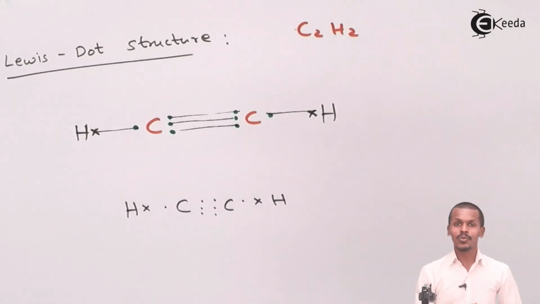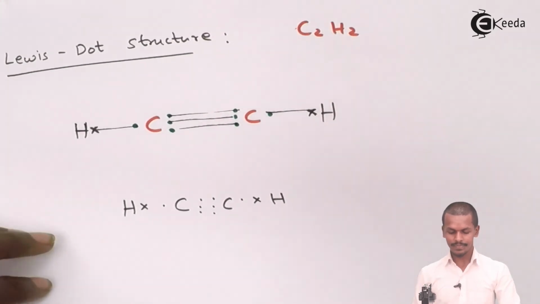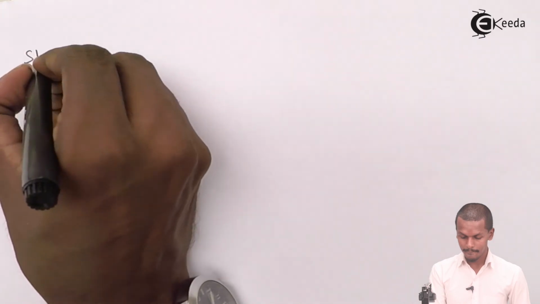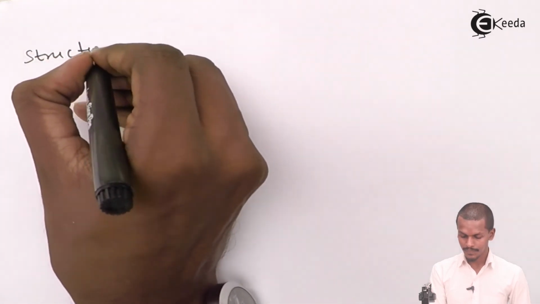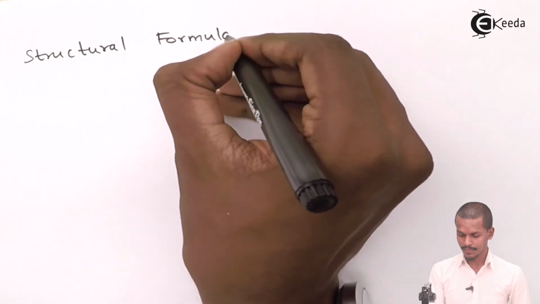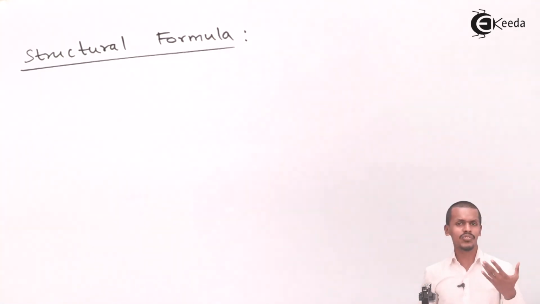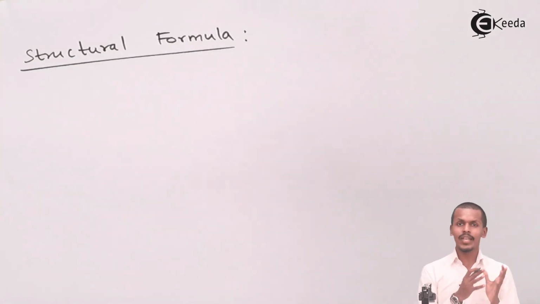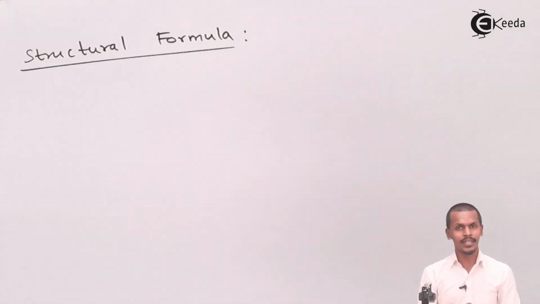So now let us move on to the next one, the structural formula of ethyne, or the structural representation of ethyne. This indicates the exact number of carbon-carbon bonds between the two carbon atoms, as well as the carbon-hydrogen bonds. So let us represent that.